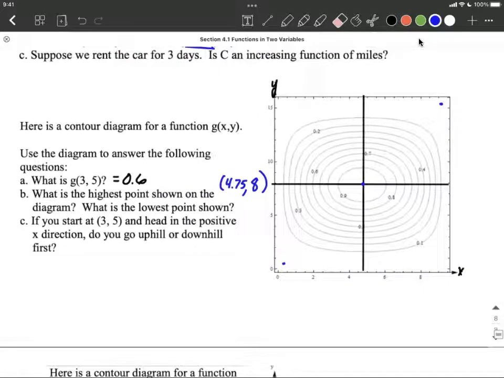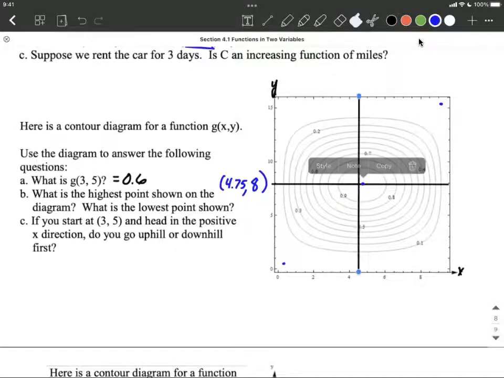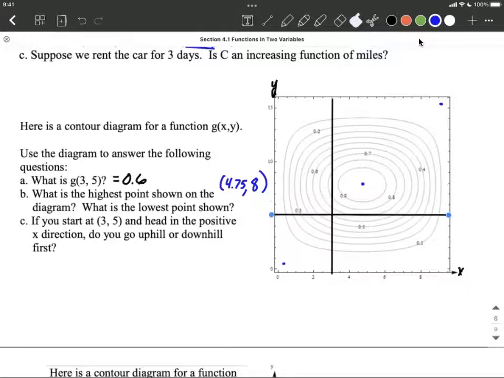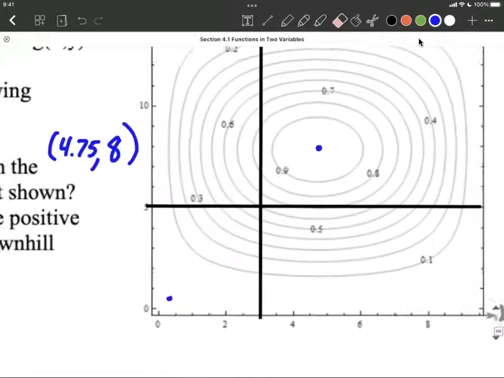Last one on this question. If we start at 3, 5, so I'm going to go back to 3, 5, and head in the positive x direction, so off to the right-hand side, are we going uphill or downhill?